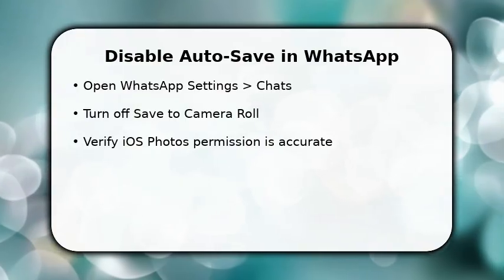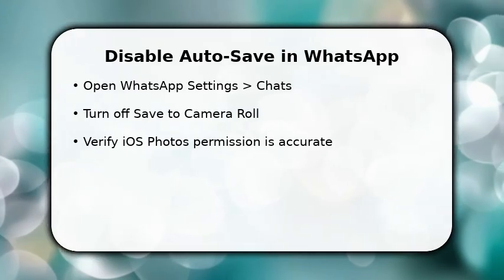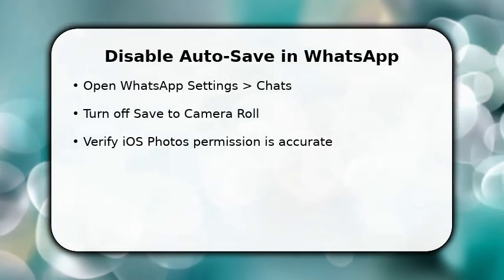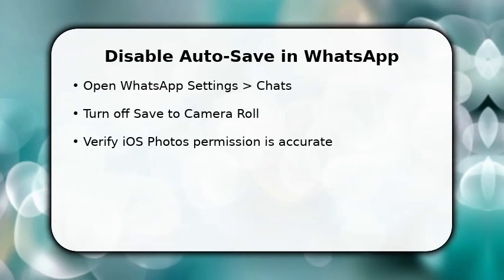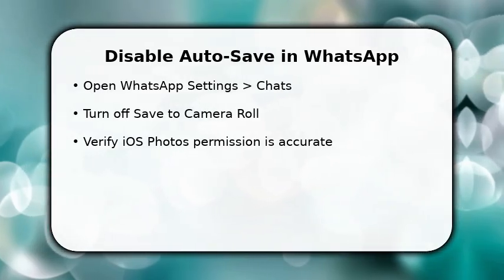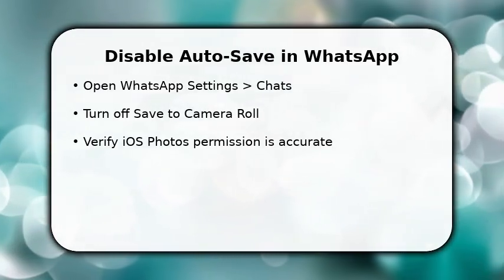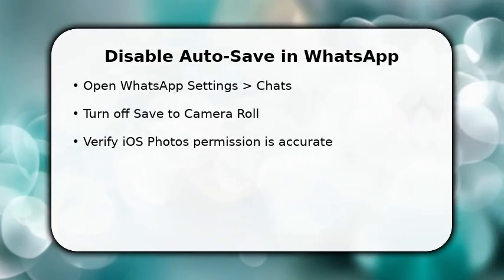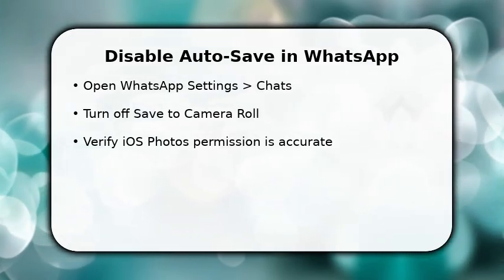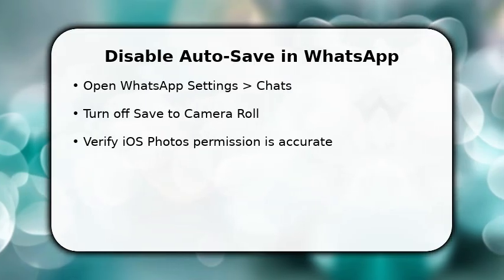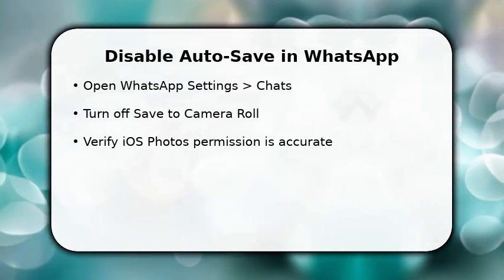You start by opening WhatsApp and going straight to Settings, then Chats. Turn off Save to Camera Roll so WhatsApp stops writing media to photos. Once done, make sure iOS privacy settings match. Settings, Privacy, Photos, select WhatsApp, and set to Never or None if available. This prevents accidental saves even when a chat shares media.